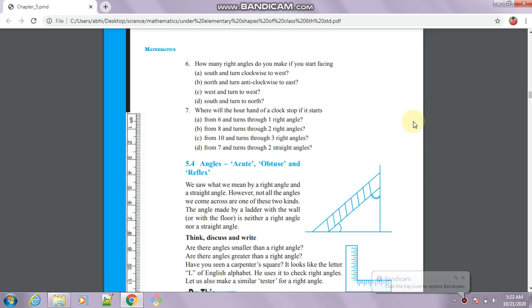In the last class we studied the right angle, how the clock stops and how many right angles are required. Now we will start with the acute, obtuse, and reflex angles. We see a seesaw, somewhere else a staircase. We see things like this, correct?